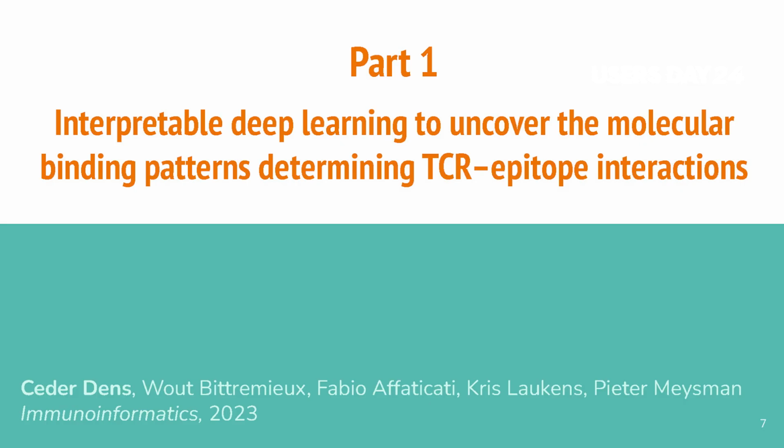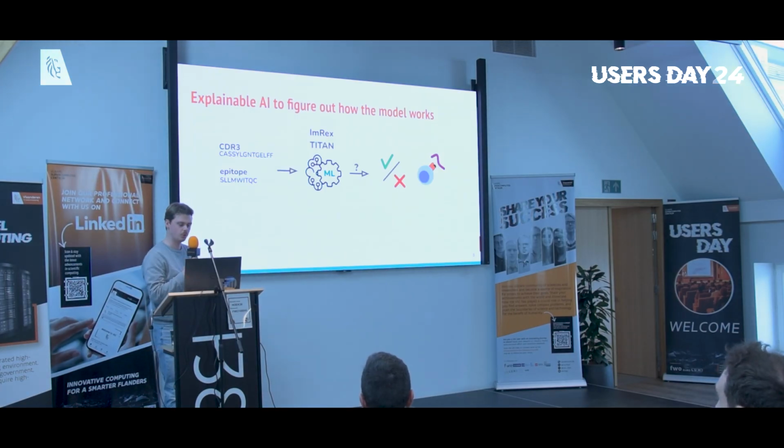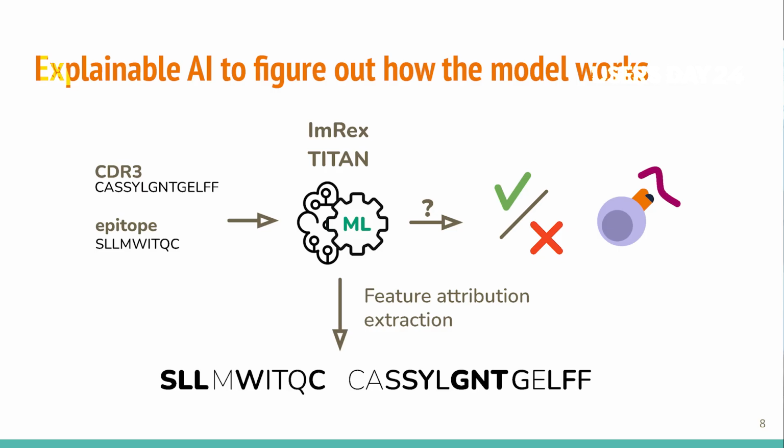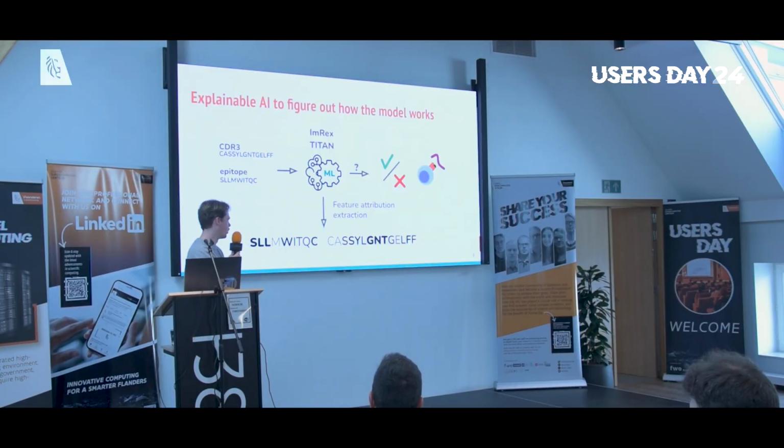So the first part I want to talk about is some explainable AI we did on these prediction models. We used two of these prediction models, IMREX and TITAN, that make these predictions as I explained, and we want to extract which features from the input sequences they used to make these predictions. To put it a bit simpler, we want to know for a single example which letters were important for the prediction and which letters were not important.